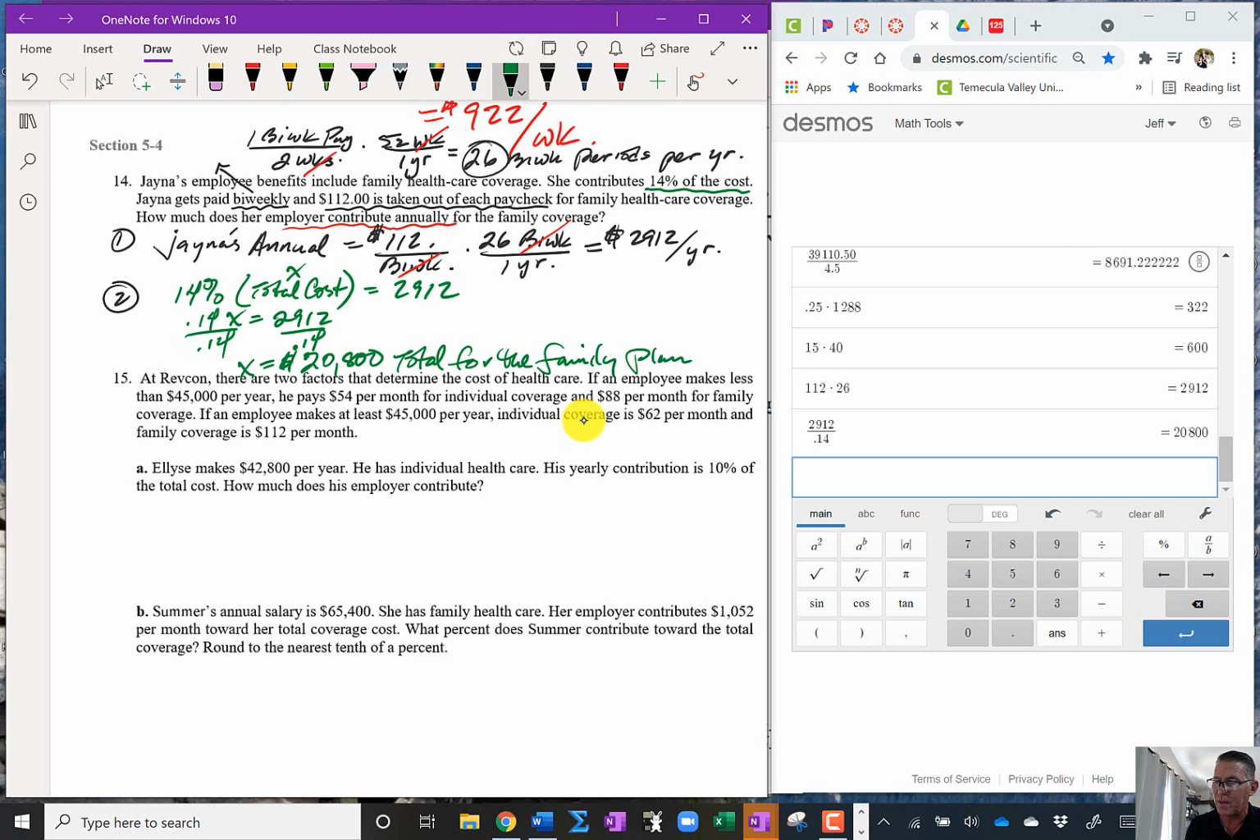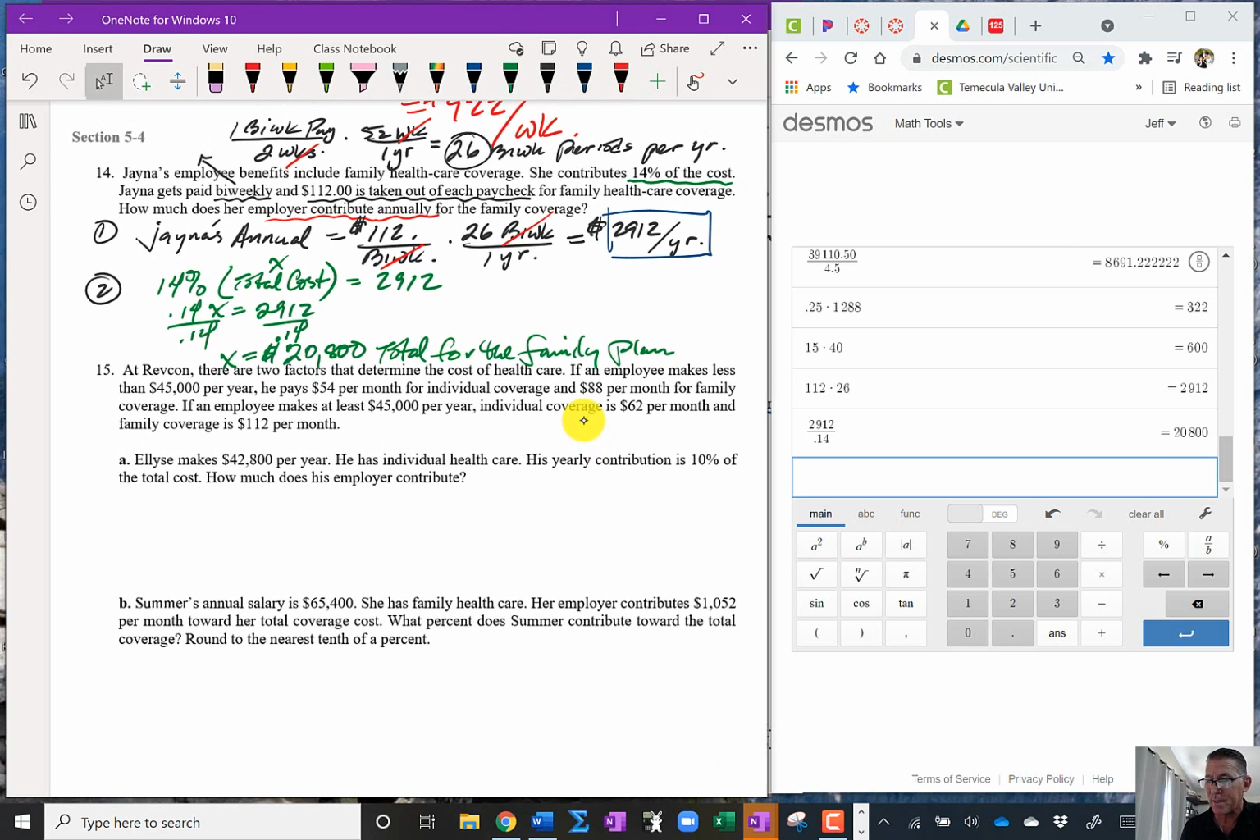Okay, so step 3, employer contribution. It's going to be the total minus hers. So it's $20,800 minus the $2,912. That's the total cost of the plan minus her contribution, which gives the leftover amount that the employer pays. So believe it or not, the employer pays $17,888. And that, my friends, is the answer to the question: how much does her employer contribute annually?